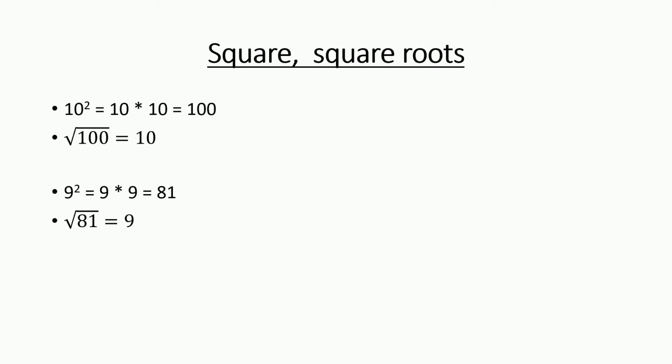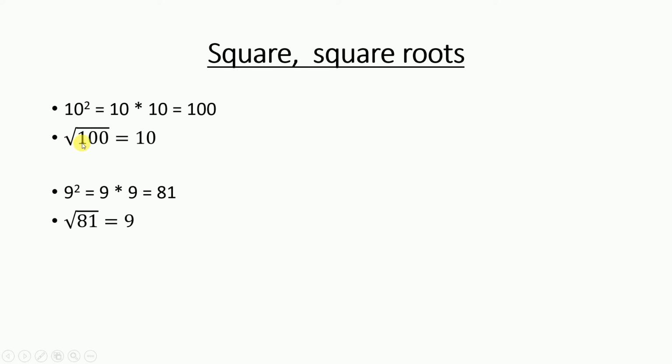So here we have square and square roots. So what is 10 square? 10 raised to the power of 2, 10 to the power of 2. It is 10 into 10, 10 multiplied with itself. Any number multiplied with itself, we call it that number square. So 10 square is 10 into 10, and we know how to perform multiplication. 10 into 10 equal to 100.